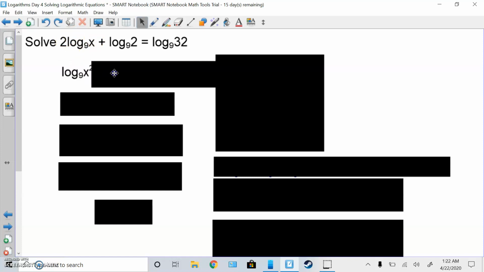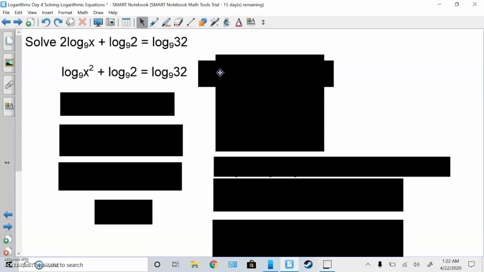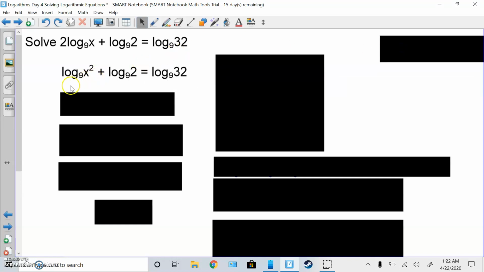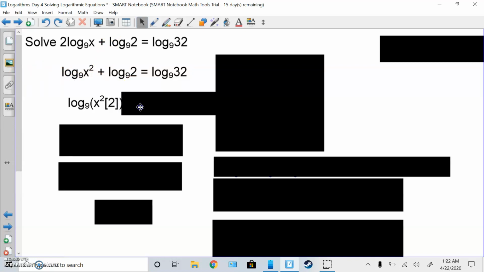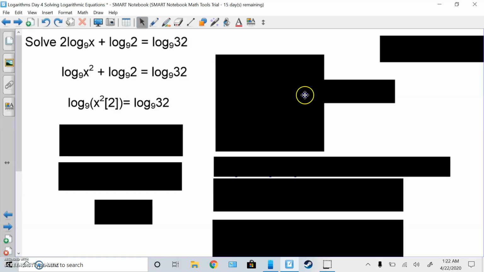So log base 9 of x squared is the same as the first term. I leave the second one alone, nothing changed. Now I have log base 9 plus log base 9 with no number multiplied in front. So if it's log plus log with the same base, you make it a single log, keep the base the same, and multiply the inside, so x squared times 2, and on the right side there is nothing to do.